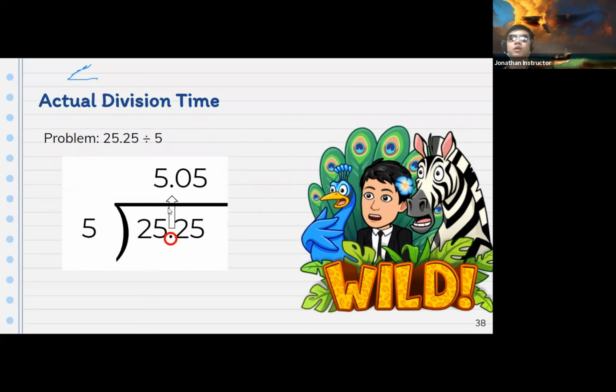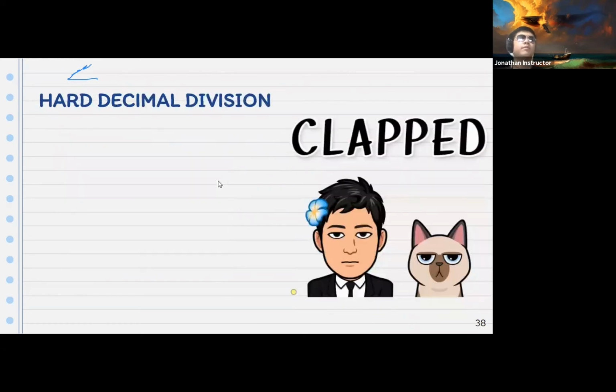You can count the numbers, but this only works for whole numbers. What about if this was 0.5? Then this number wouldn't work. So all you literally have to do is put a 0 here. No, put a decimal and move it up. That's all you have to do. So our answer will be 5.05.